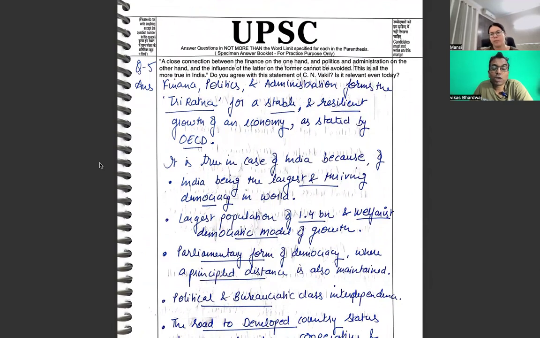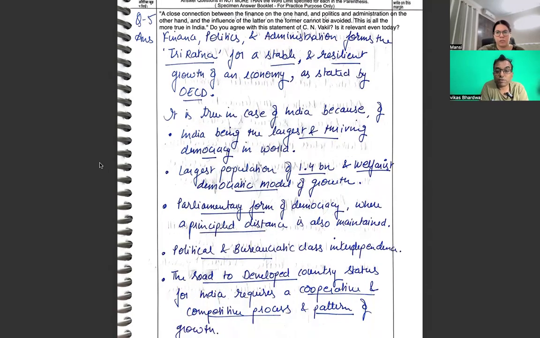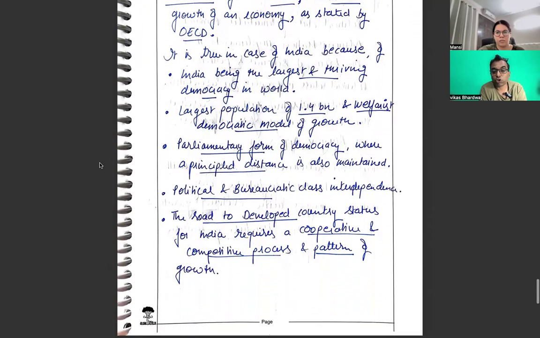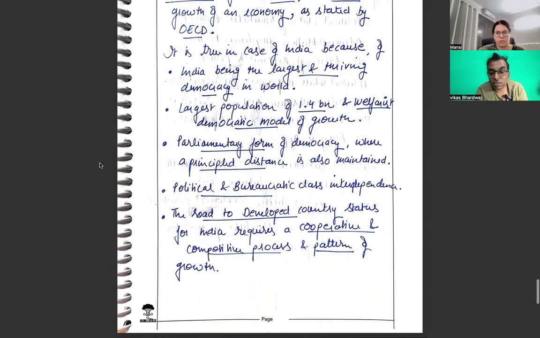This statement is more applicable in the liberalization era. This is very important in the post-liberalization era. That is what the government is trying to do, and that is what the goal is. Without meeting this goal, India cannot become a developed country. Simple. So sir, finance, politics, and administration form the three ratna of stable and resilient growth and economy, as stated by OECD. It is true in case of India because of India being the largest and thriving democracy, largest population, parliamentary form of governance, where a principal distance is also maintained. Political and bureaucratic class interdependence is there. The road to developed country status India requires.